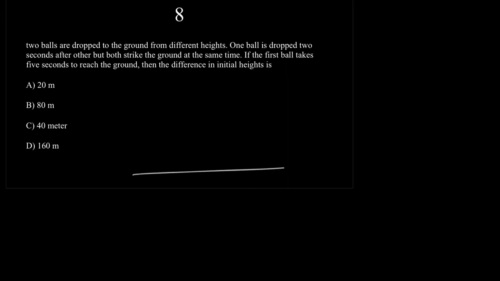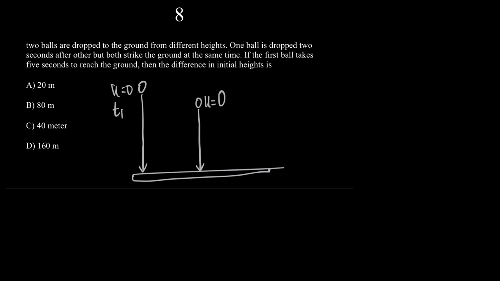So let us just try to visualize the situation. We have been given two balls. One is dropped like this, and the other is also dropped, but from a different height. Let us say this height. One ball is dropped 2 seconds after. So in both cases, the initial velocity u is equal to 0.